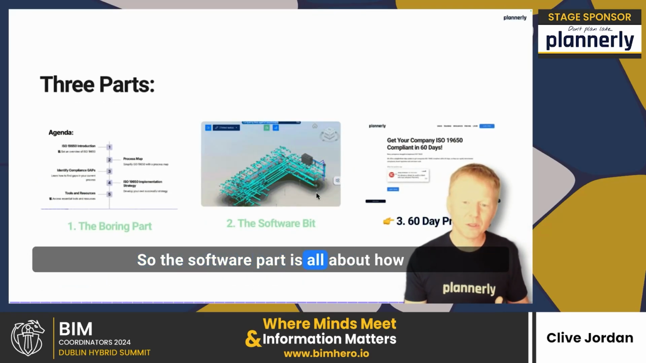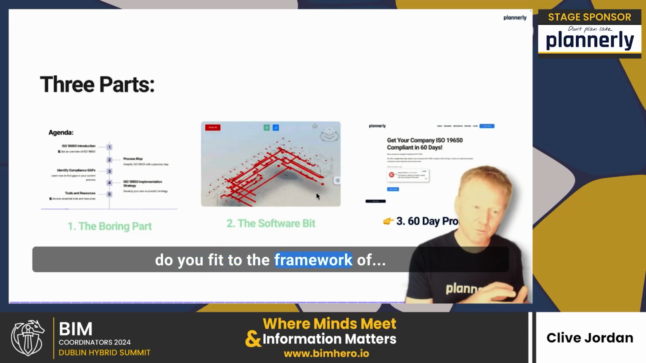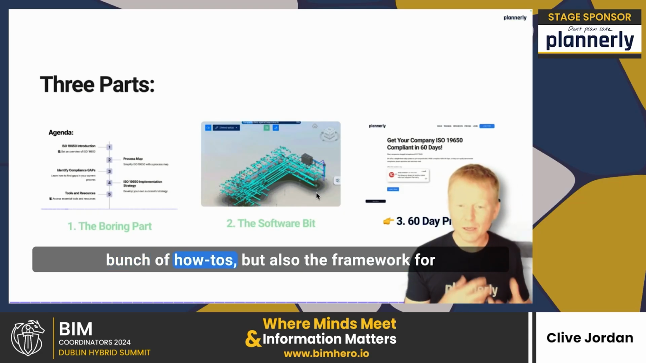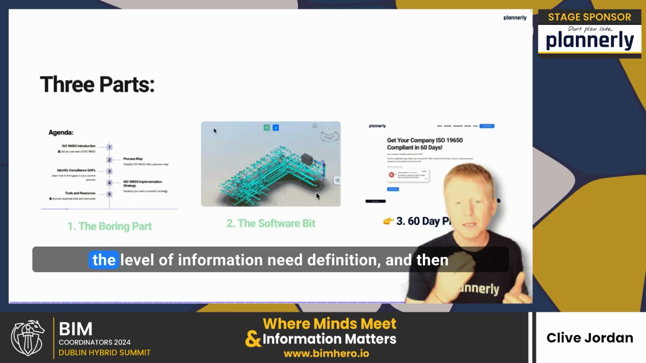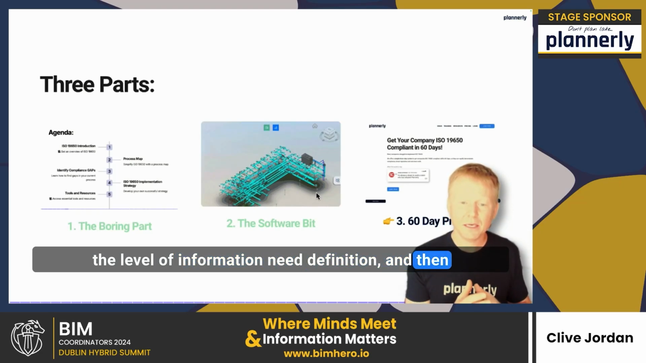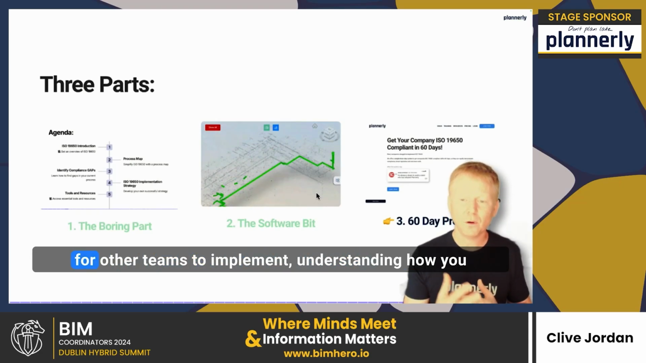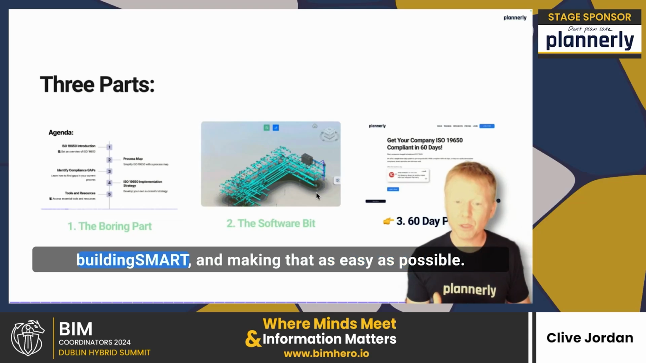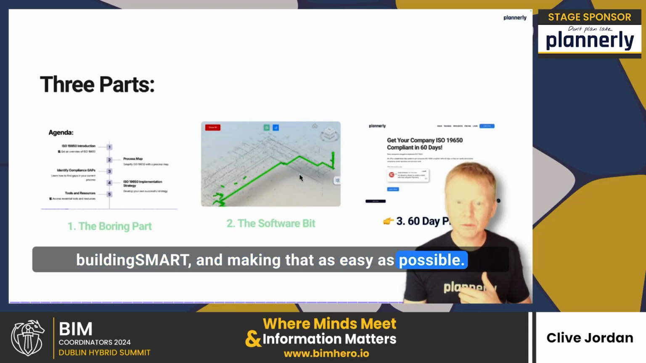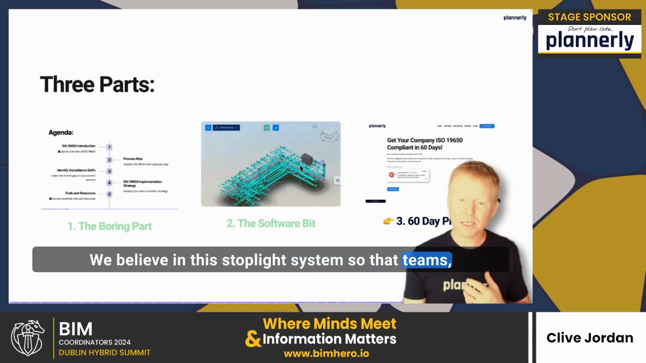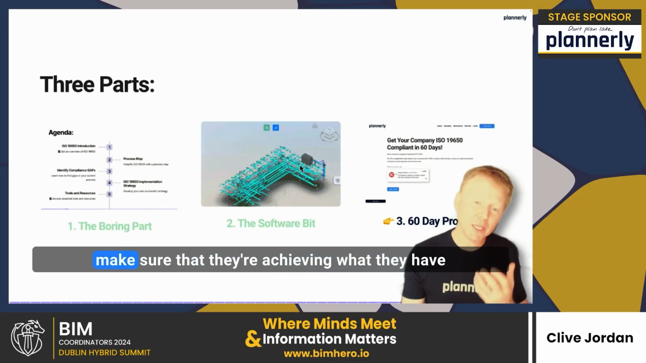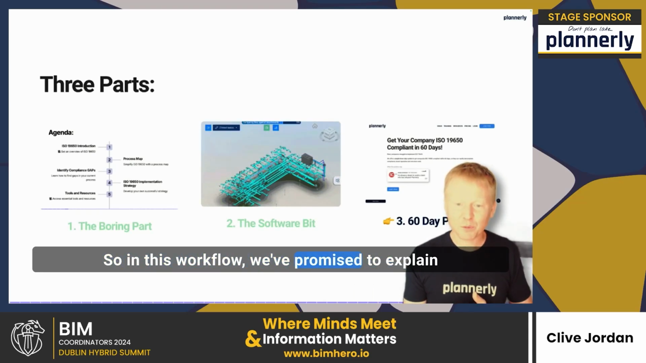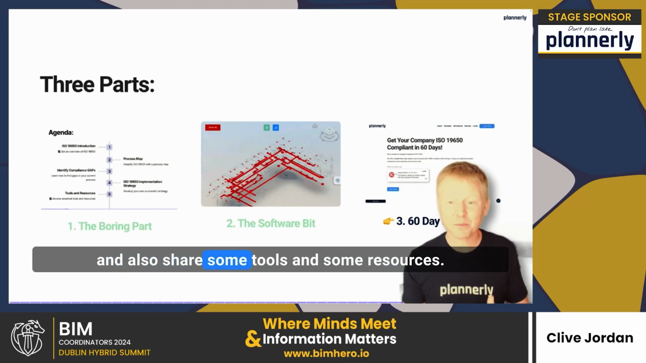So the software part is all about how you fit to the framework of ISO 19650, which is a combination of a bunch of how-tos, but also the framework for the level of information need definition, and then tying that through in a way that's practical for other teams to implement, understanding how you can share that using information delivery specifications from Building Smart, and making that as easy as possible, we believe, in this stoplight system, so that teams, when they are submitting their work, can make sure that they're achieving what they have said and what they've contracted to do.